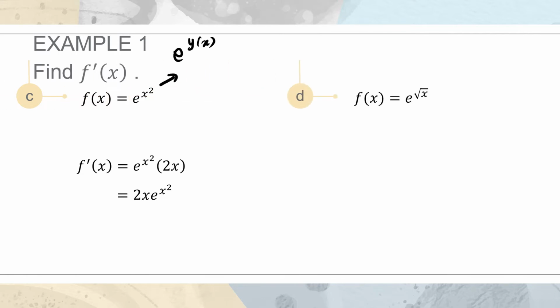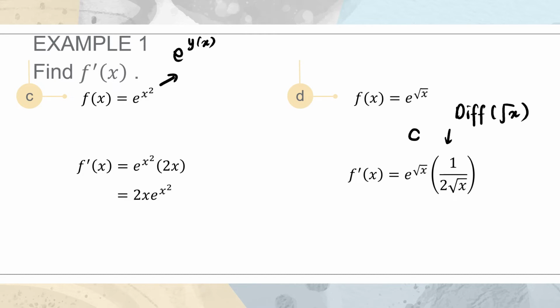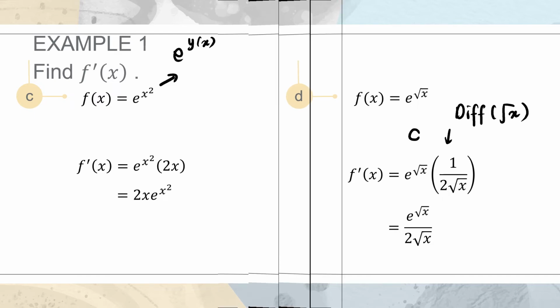As for the last one, here our power consists of the square root function, so we just need to again differentiate the power properly later on. So f prime x is equal to, we just copy everything, which is e^(square root of x) multiplied by the derivative of square root x. So the derivative of square root of x is equal to 1 over 2 square root of x, and our final answer can be rewritten as f prime x is equal to e^(square root of x) over 2 square root of x.